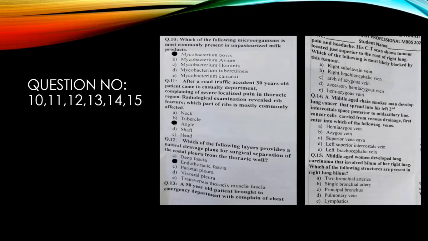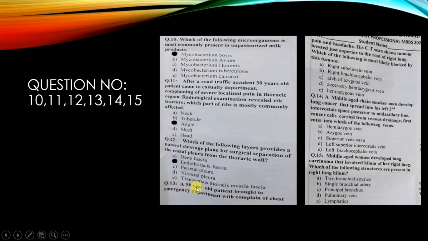Endothoracic fascia basically is in between the parietal pleura and the internal intercostal muscle, or we say innermost intercostal muscle. So endothoracic fascia provides the surgical cleavage plane.